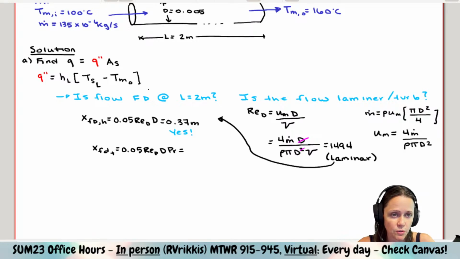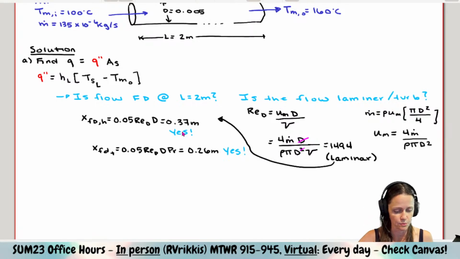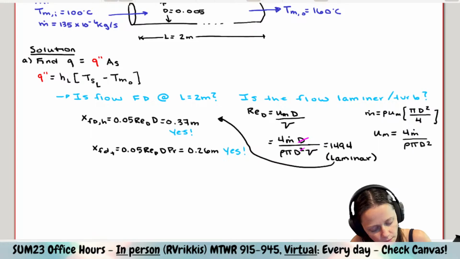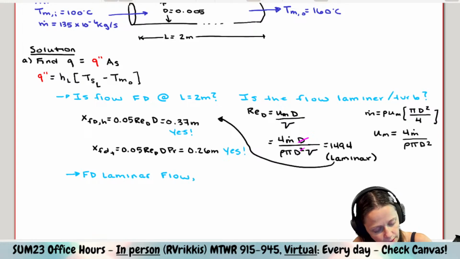But anyway, our Prandtl number, this was air, so it should be 0.69. So this one ends up being 0.26 meters. We're at 2 meters. So yes, it's fully developed at L equals 2 meters. So we have fully developed laminar flow, and we have a constant surface heat flux.